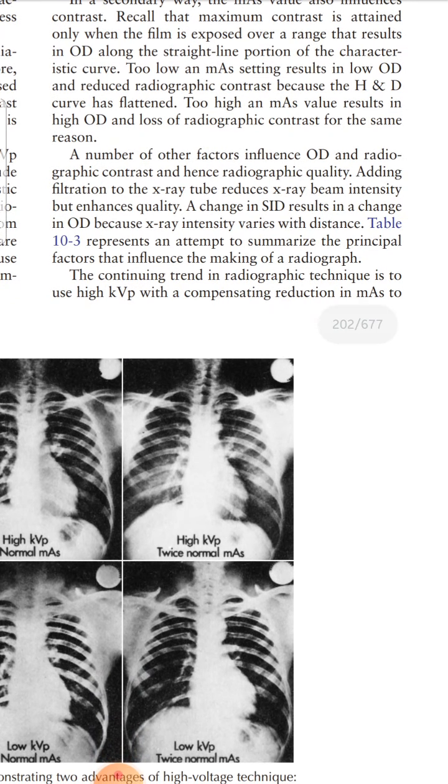A number of other factors can influence optical density and the radiographic contrast and hence the radiographic quality. These can be adding filtration to the X-ray tube, which will reduce the beam intensity and enhance the quality, and a change in the SID results in a change in the optical density because the X-ray intensity varies with the distance. By increasing the SID, the intensity will decrease and it will increase the image quality.